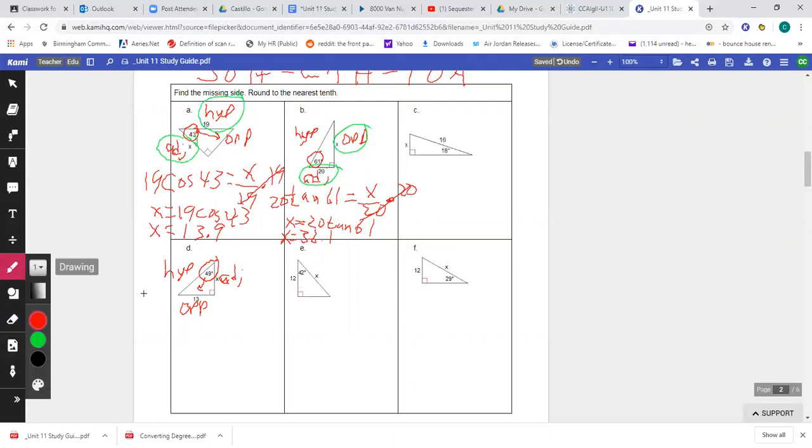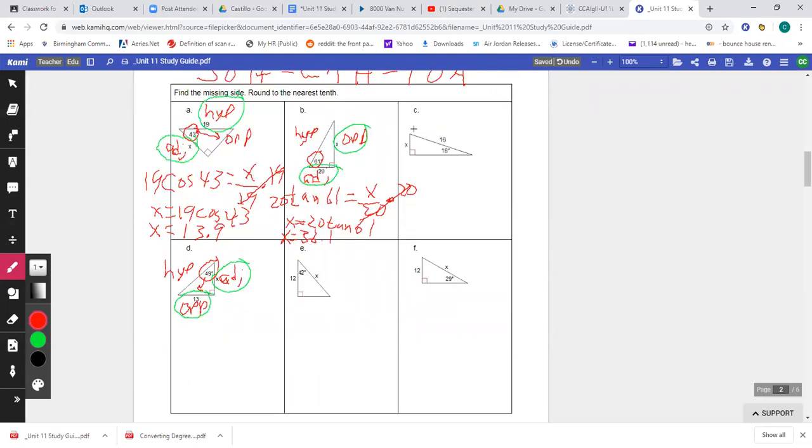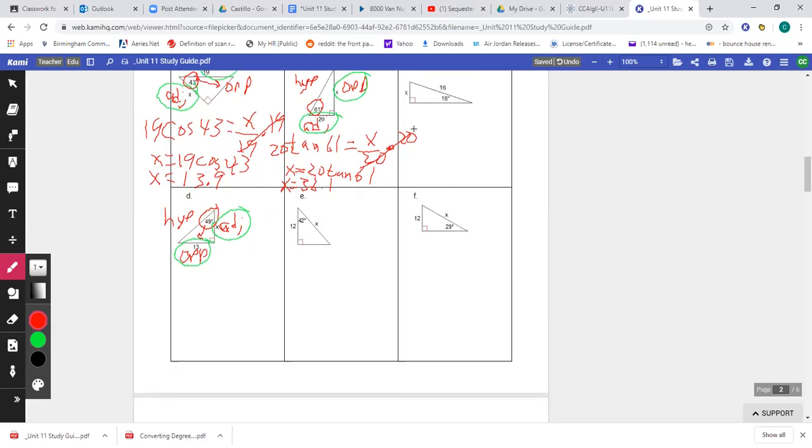Okay, so let's look at what they give us and what they want in this question. They give us the opposite and they want the adjacent. So once again, you're going to look at Sohcahtoa and see which one of these, sine, cosine, or tangent, has opposite and adjacent. Well, it's this one on the right, right? The O and the A, opposite and adjacent. So I'm going to use tangent. So tan 49 is equal to 13 over x.